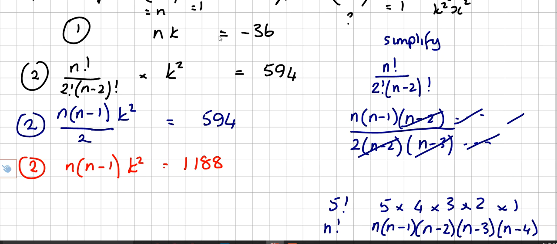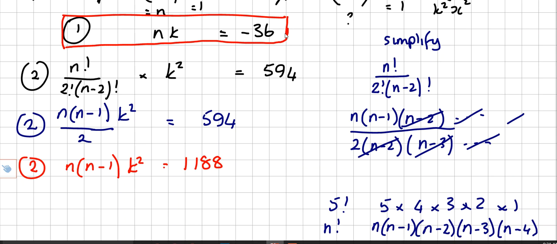So what am I going to do? I'm going to take this one, it's the nice and simple one, and I'm going to rearrange it to make it either n equals or k equals, and I'm going to do substitution. Which one would you like to find, the n or the k? K, okay. So if I want to know what k is, I've got to get rid of the n, so I rearrange it to make n equals negative 36 over k. Now, that is going to replace anywhere where there's an n.